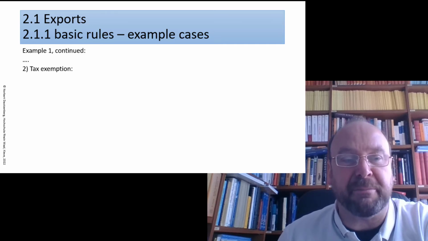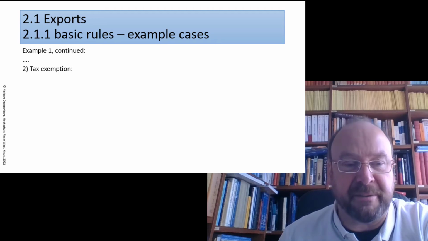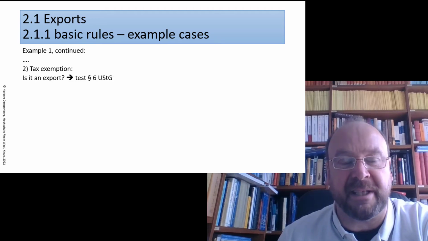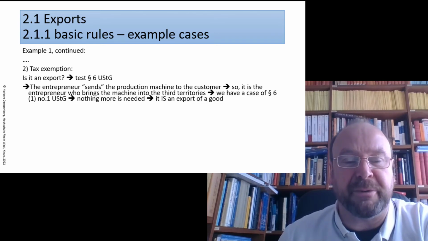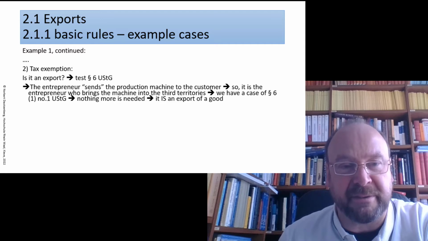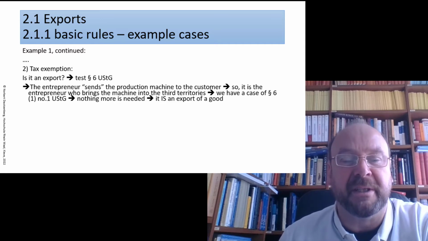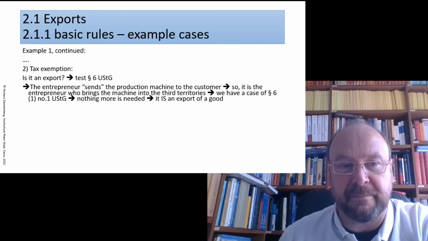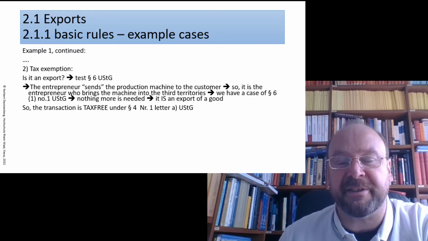Now let's go to step number 2 in the testing scheme. Is there a tax exemption? The evident question is, is it an export if we send something to Canada? The entrepreneur sends the production machine to the customer, so it's a case of 6.1 number 1. Canada is a third country. I regard this as common knowledge. So no more is needed than proving that the exporting deliverer crossed the border with it. So the transaction is tax-free.